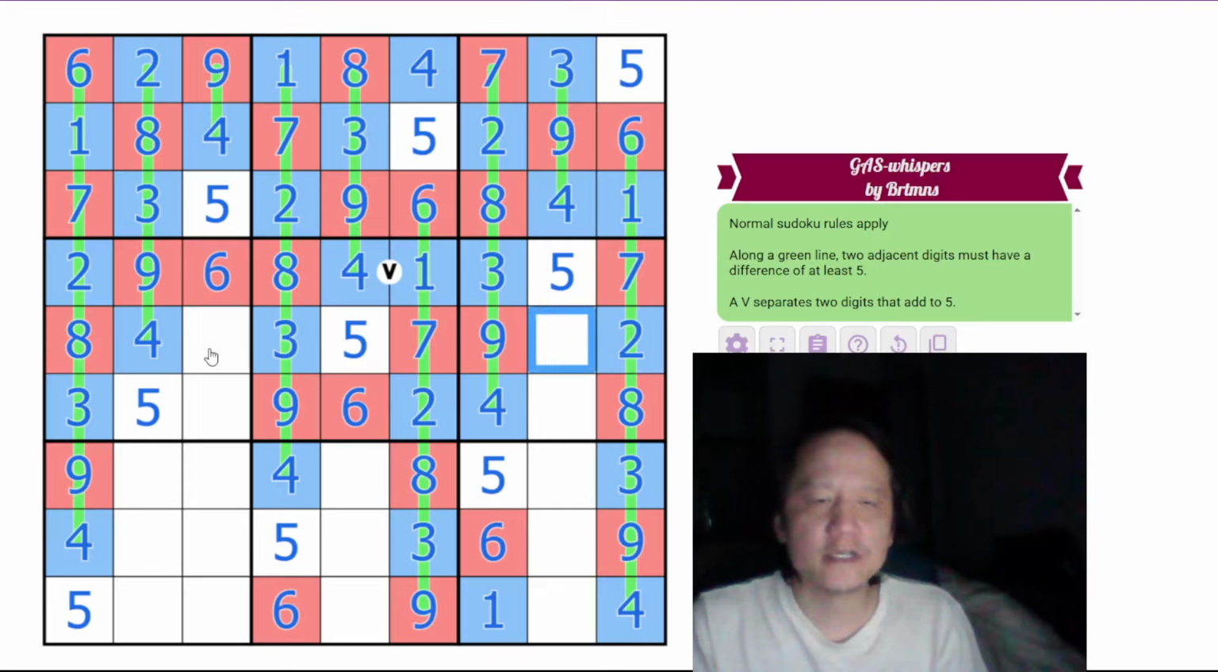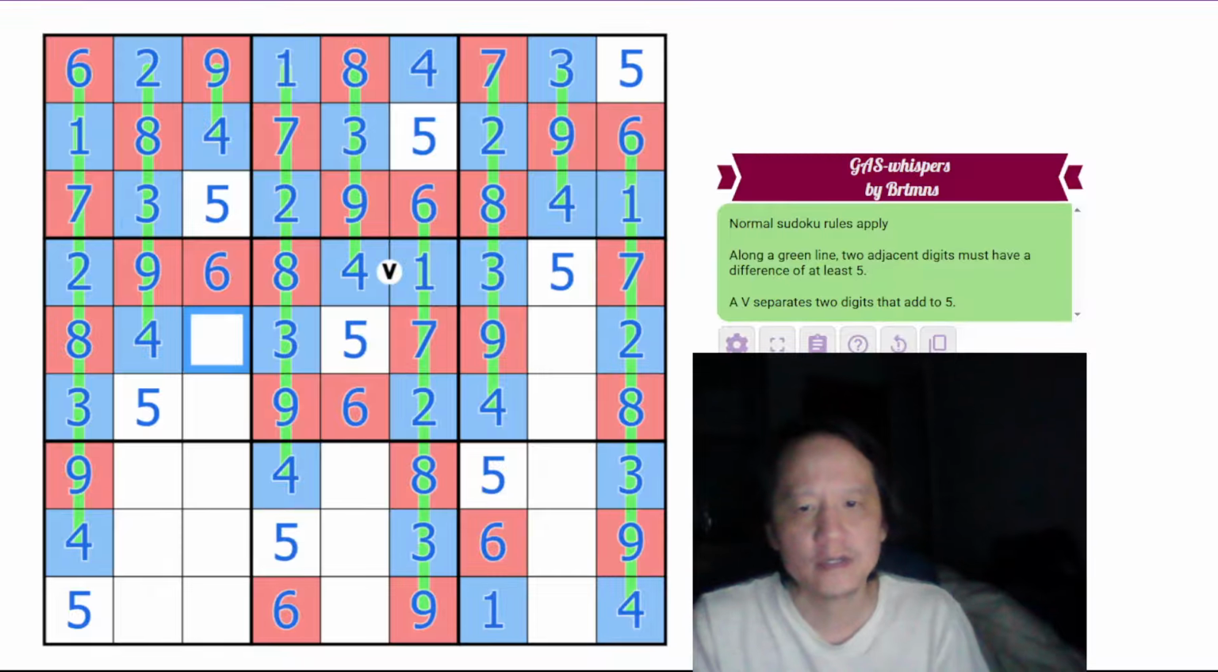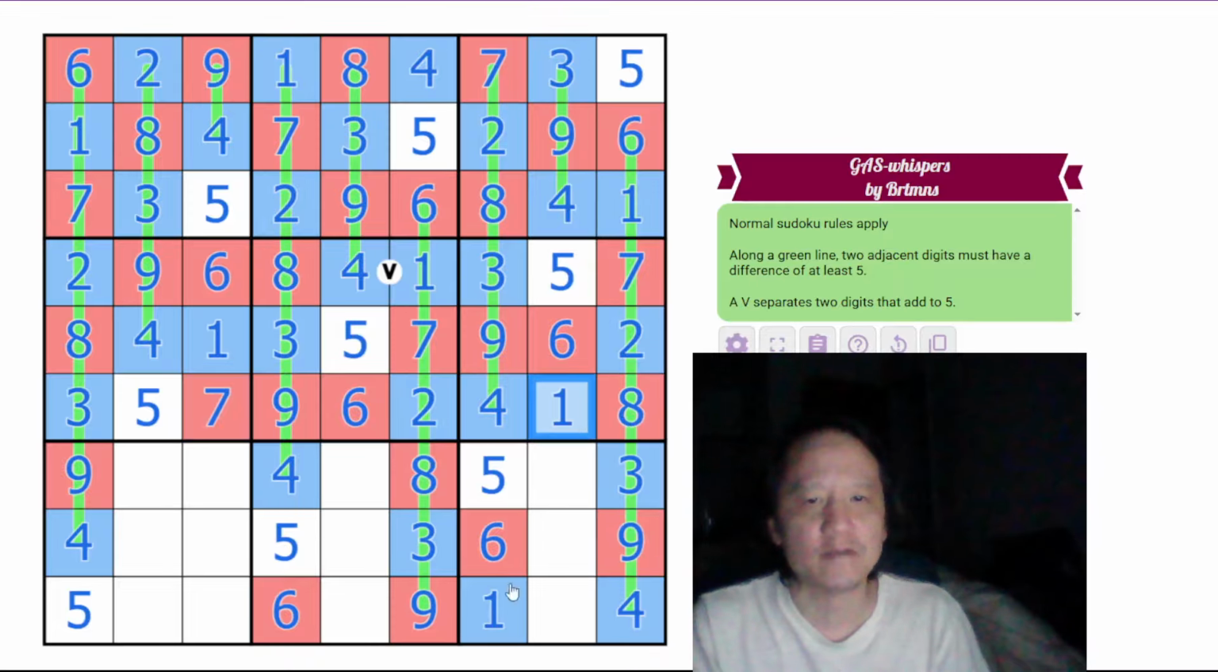Remaining digits in row 5. We have 1 and 6. 6 can't be here because of 6 in the box, so this is 1. And this is 6. So this is high, low, low. This must be low, and this must be high. This is high and a 7. This is low and a 1.